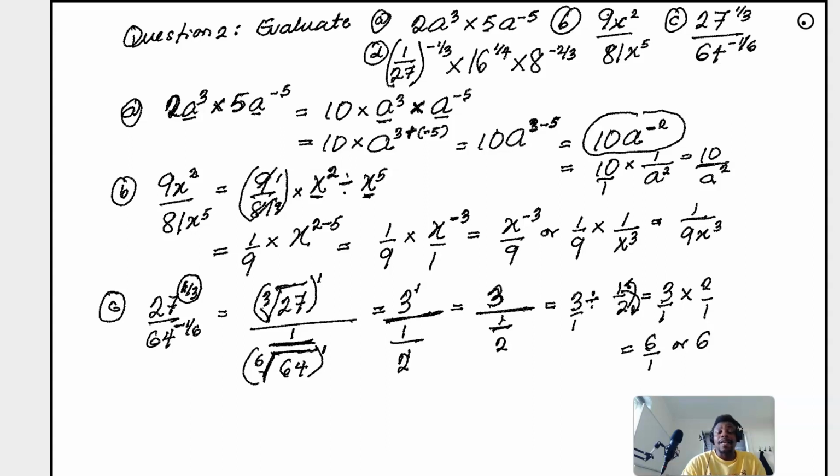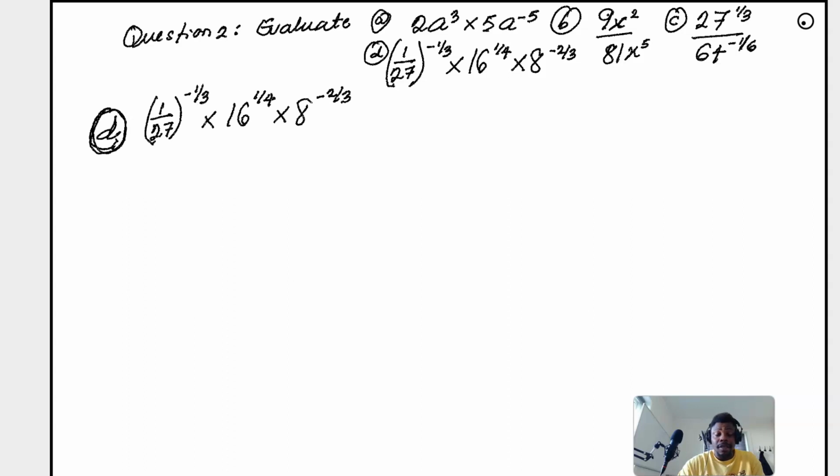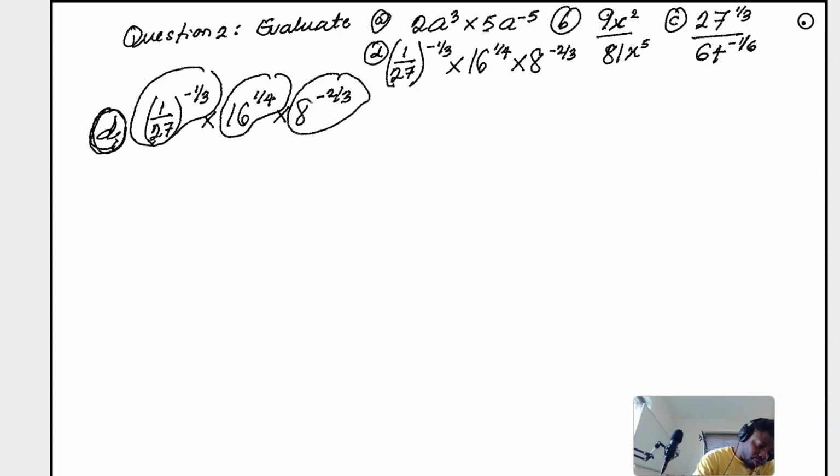Okay, let's go to question D. Now for question D, remember the most important thing in indices is for you to have an understanding of the rules. So here I have this question multiplying this one, multiplying this one. To make it easier for you, I will put it in parts. So 1 over 27 raised to power minus 1 over 3. Remember, this is a fractional power. So minus means 1 over. That is the meaning of minus. So I still have 1 over 27 to the power 1 over 3.